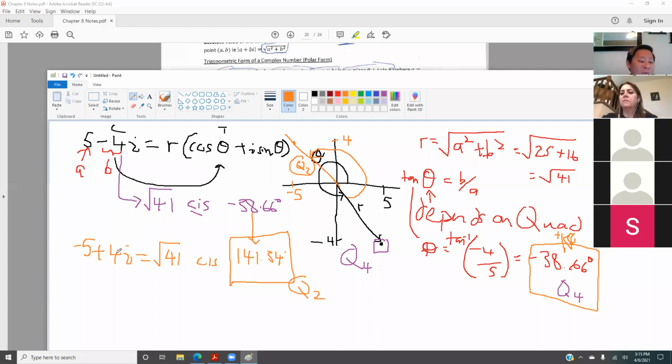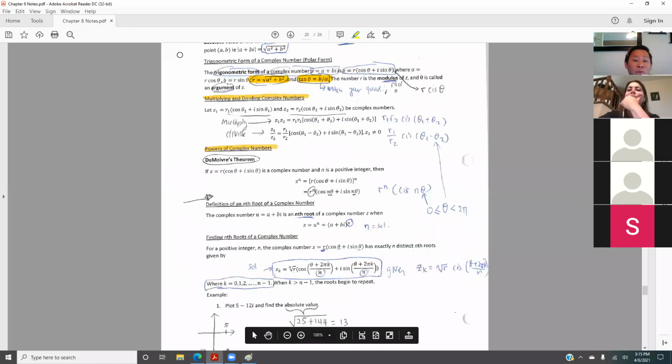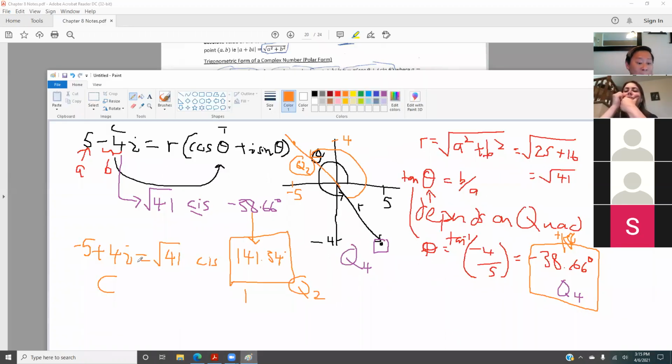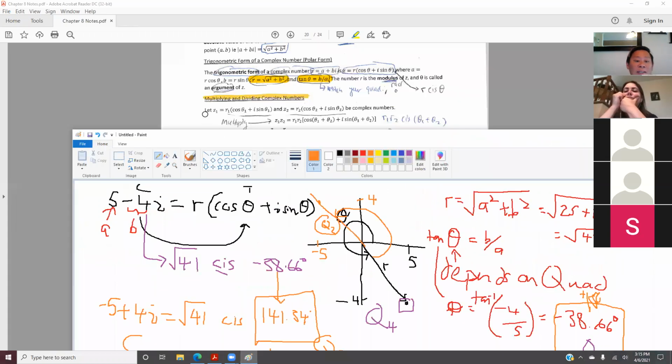So this is how we convert from complex to what we call the trigonometric form. Once you do this, then we can do a lot of things, like we can multiply these two. For us to multiply, it's very easy. You just need to multiply the moduli and add your angles.